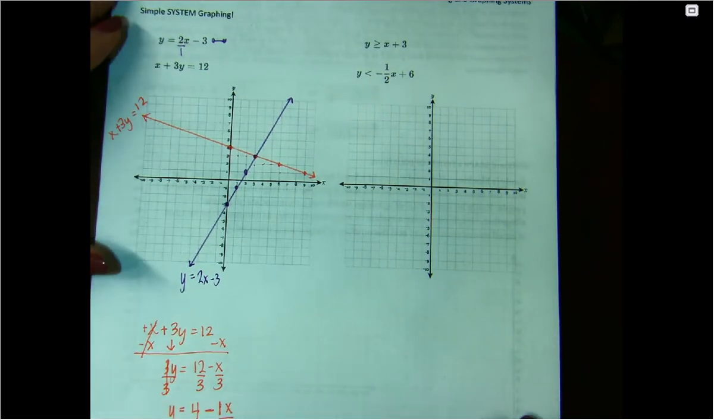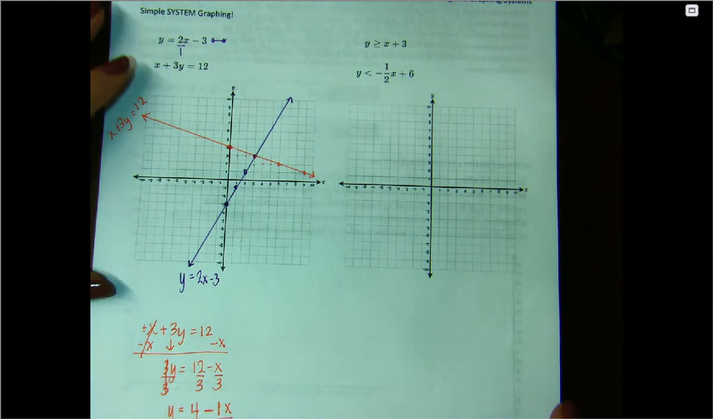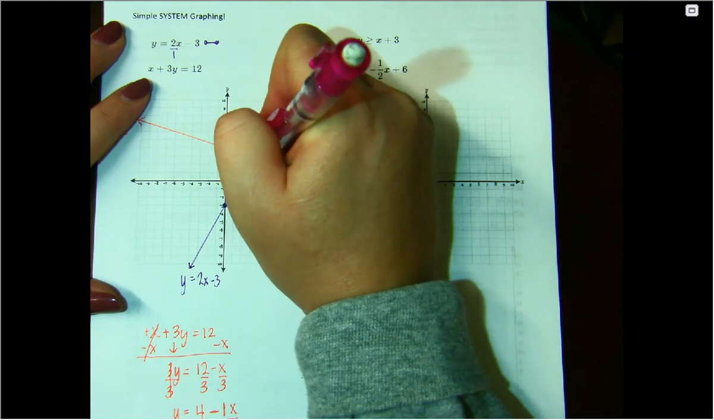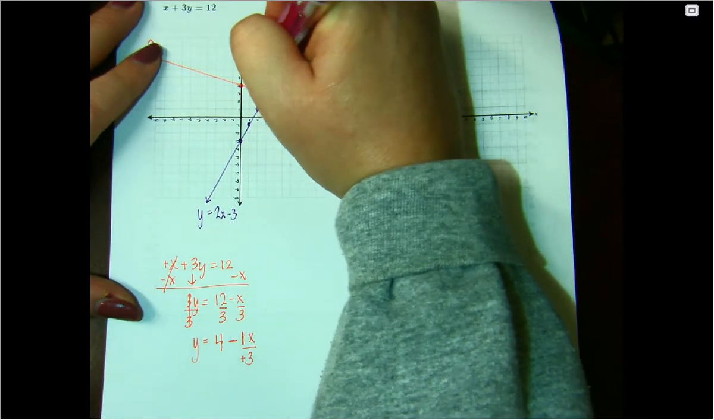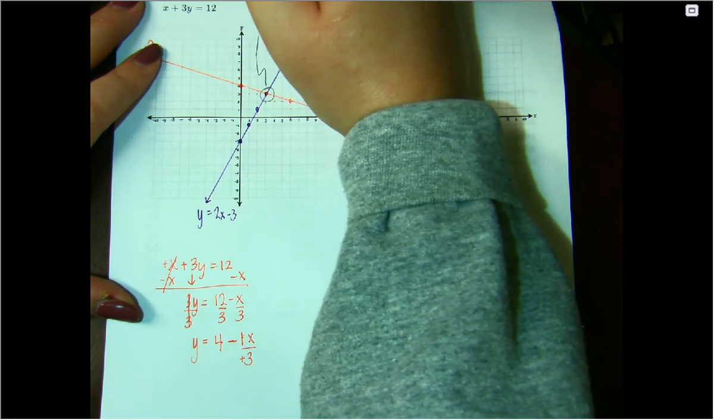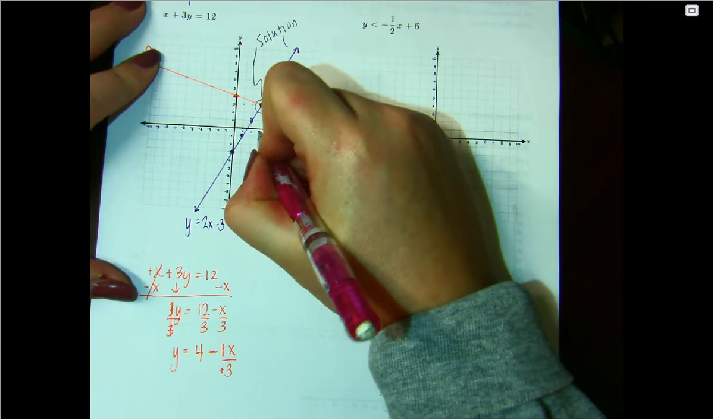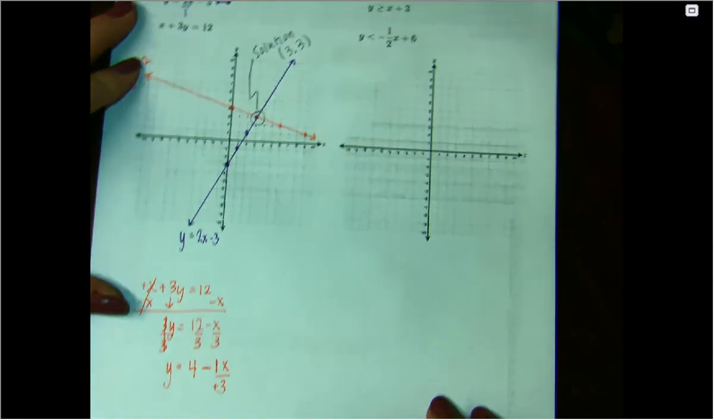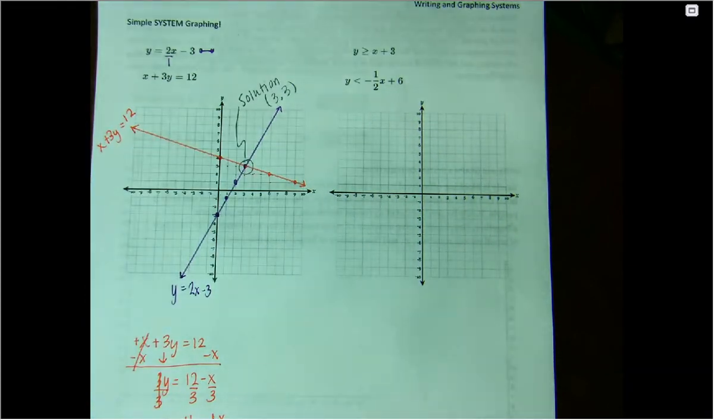Alrighty. And let's just be safe and say, what is the solution to this system? If we recall, the solution is where these two intersected. So let's just write down here, we'll just put a point there and we'll write solution. And the ordered pair is 3, 3. Okay, so a solution to a system is where they cross.